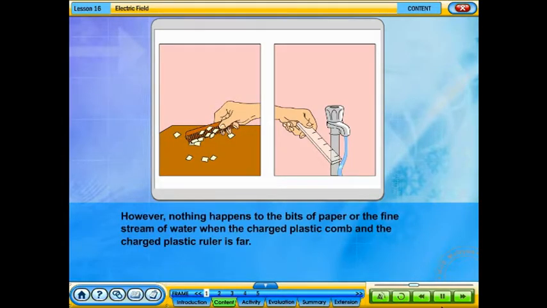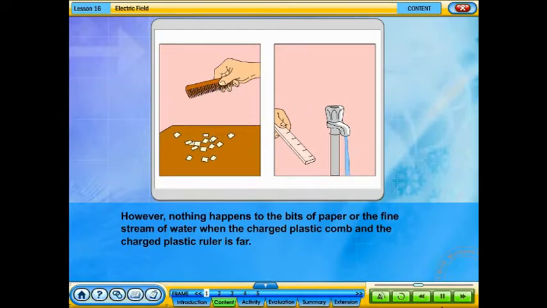However, nothing happens to the bits of paper or the fine stream of water when the charged plastic comb and the charged plastic ruler are far.